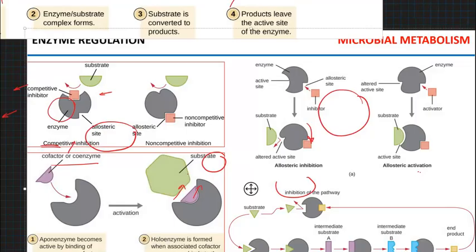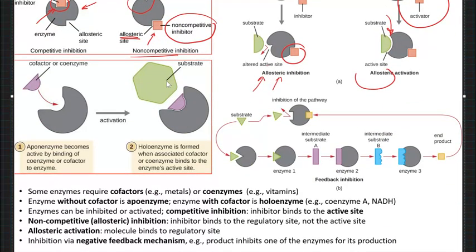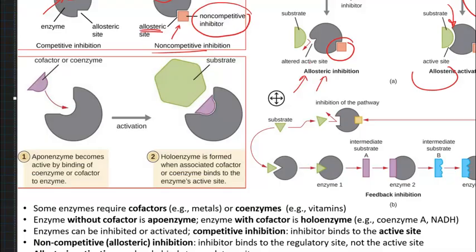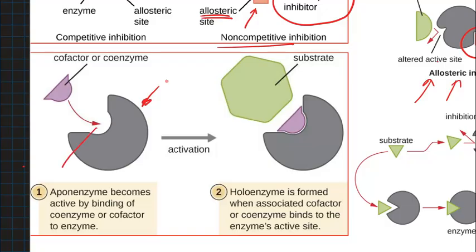Now, having said that, there is another concept that I want you to understand. It's the idea of the cofactor and the apoenzyme. So in this illustration, the gray molecule is the apoenzyme. It is not functional because its active site isn't complete yet.